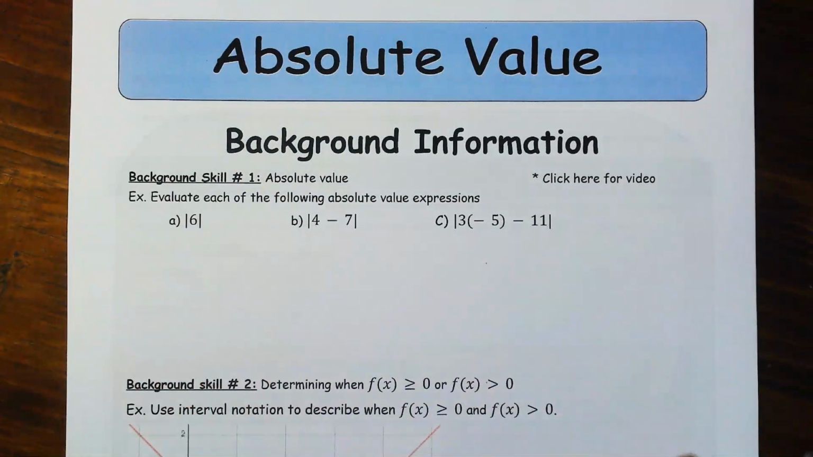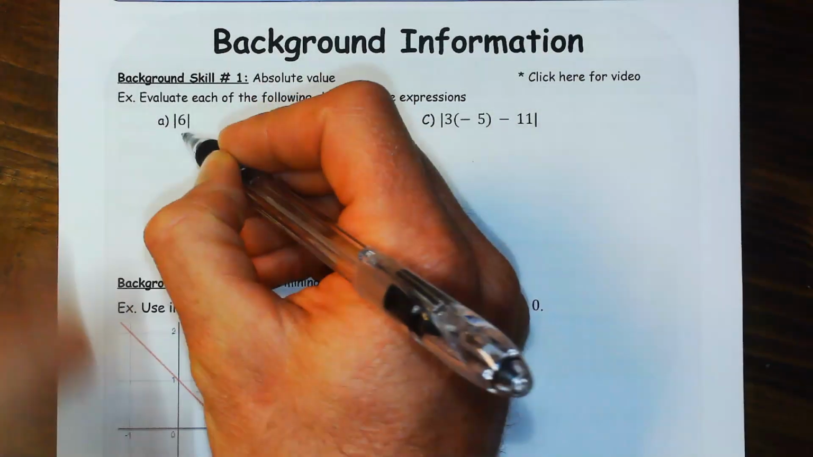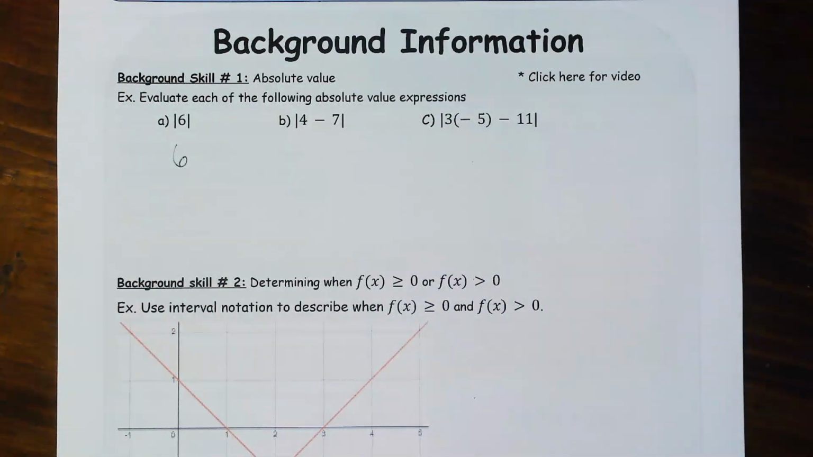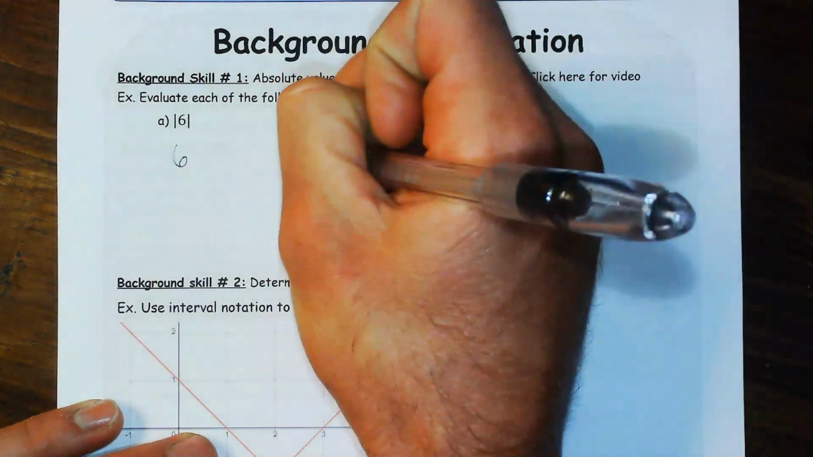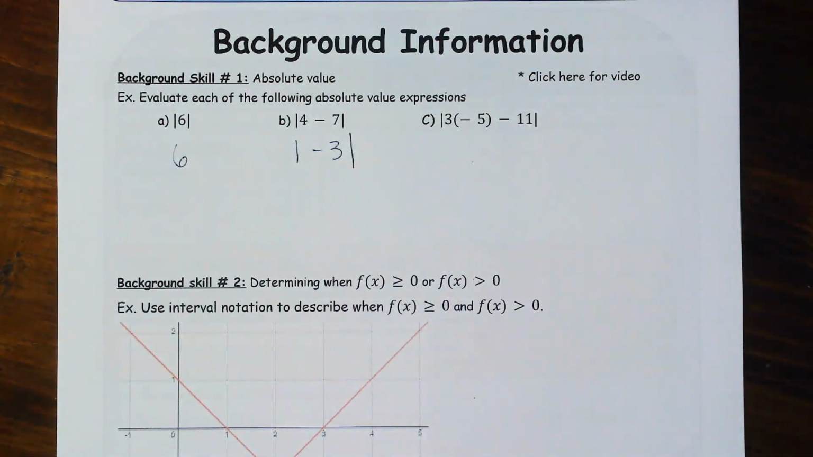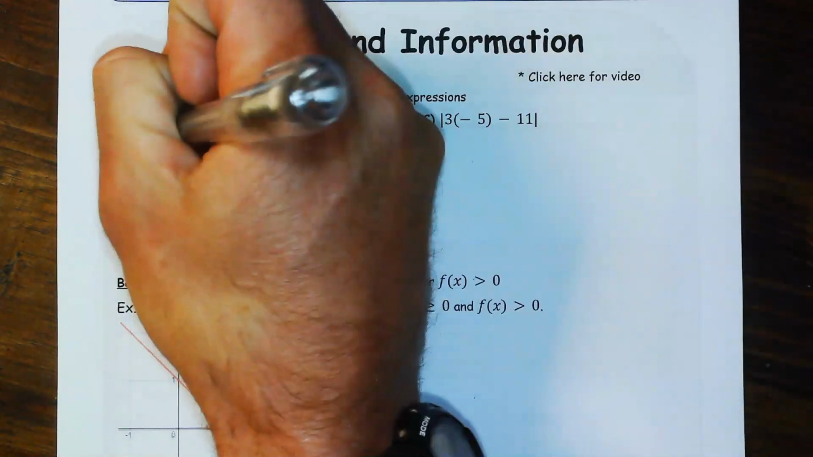So starting off with background information, just a couple reminders. First one, just in general about absolute values. Absolute value means the distance from 0. So how far away is 6 from 0? Well, it is 6 units away. If I have 4 minus 7, that would give me a -3. And how far is -3 away from 0? It is 3 units away from 0.